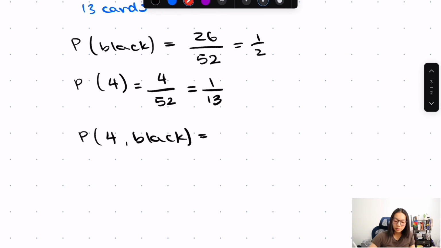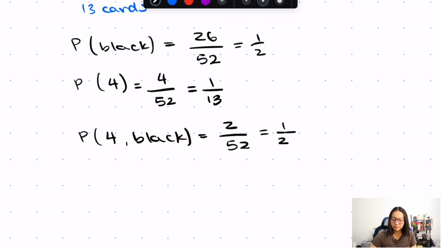4 and black. So this is now equal to 2 out of, we still have 52 cards in the deck. So 2 out of 52, which equals 1/26. So that is what joint probability means. It means the probability of both of these things.